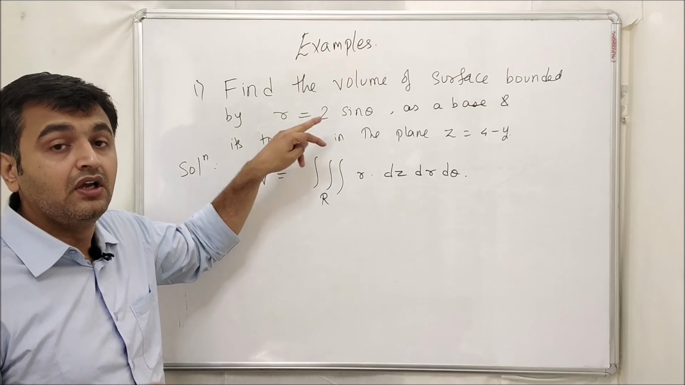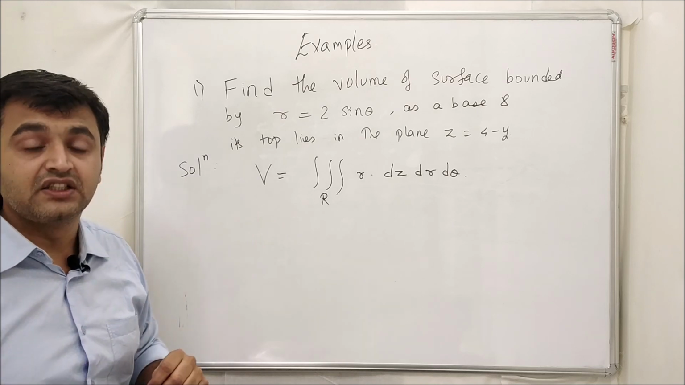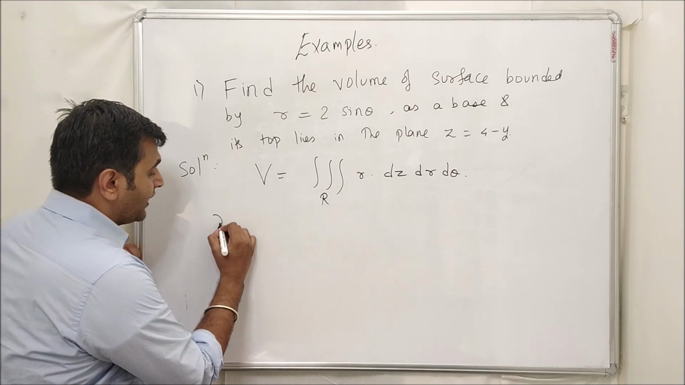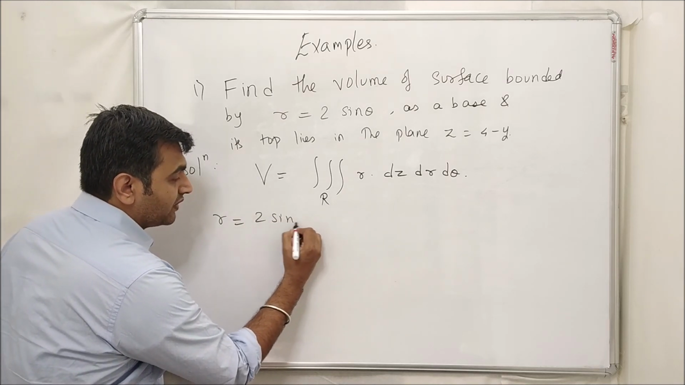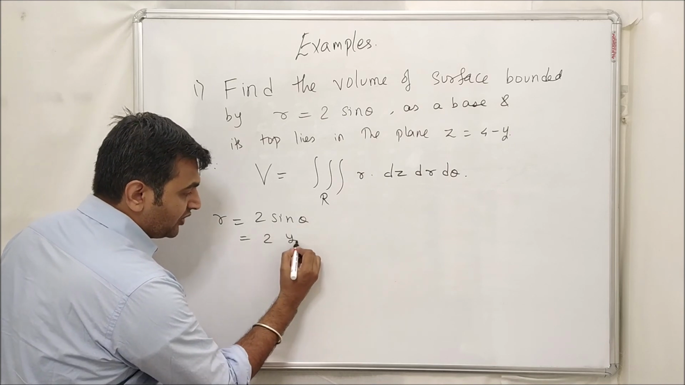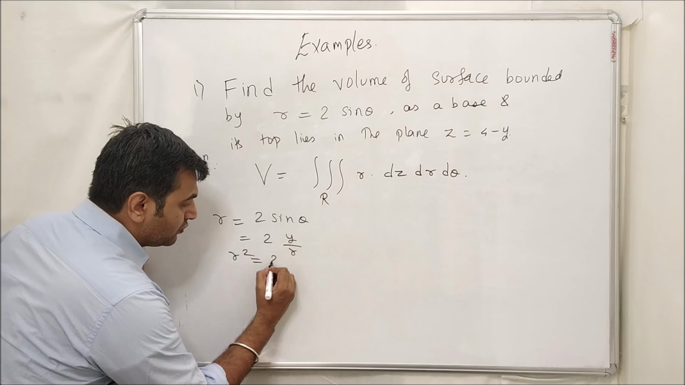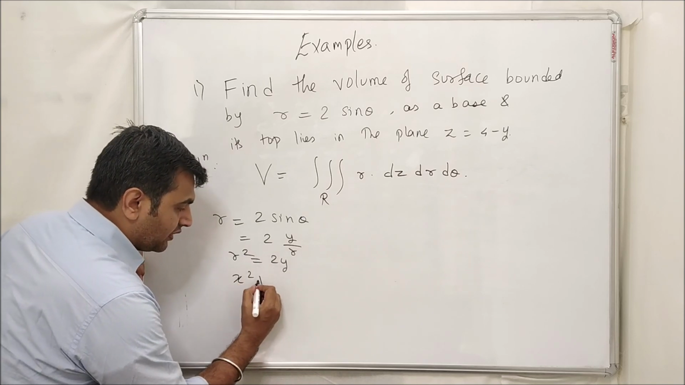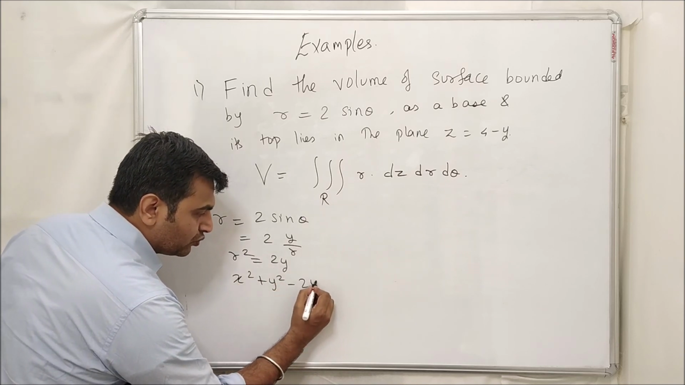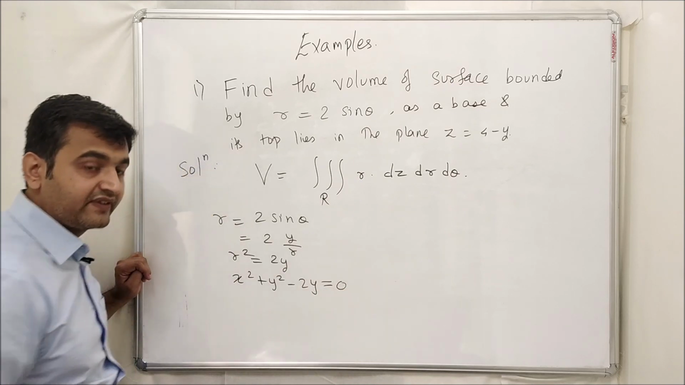So what you do is, you convert that into Cartesian coordinate system. So what you have, r equal to 2 sin theta. But what is my sin theta? Y upon r, because your y is r sin theta. So this is your r square equal to 2y. So what is r square? X square plus y square equal to 2y. You take 2y on the left hand side.